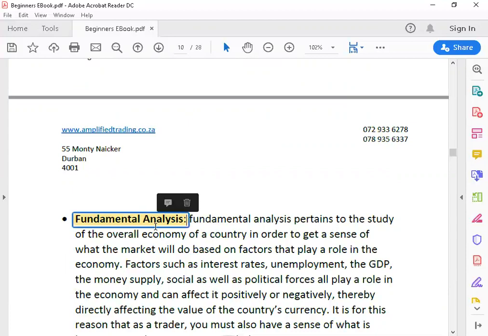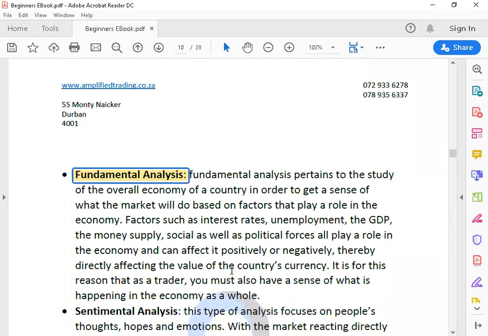So fundamental analysis just refers to factors outside the MT4 platform, and will include different factors: unemployment, interest rates, the GDP, how well generally that economy is doing. This is with regards to currencies, how well the economy is doing basically as a whole.